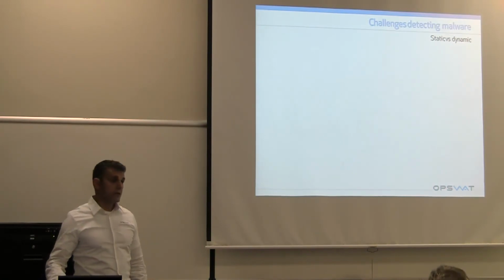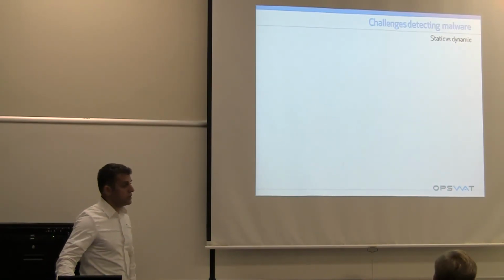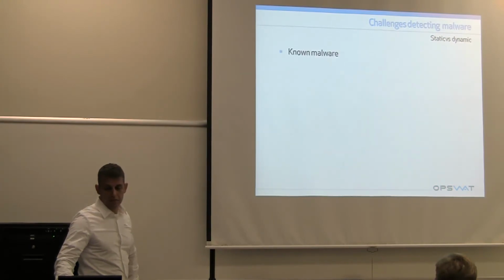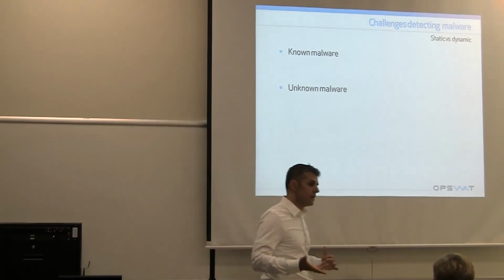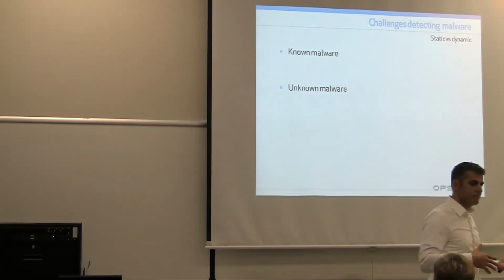So detecting malware, we already understand it's a pretty tough thing, right? And then there are kind of two things about detecting malware, I would say static and dynamic. And whenever we're looking at malware, we need to think about known malware and unknown malware, right? So what is known malware?